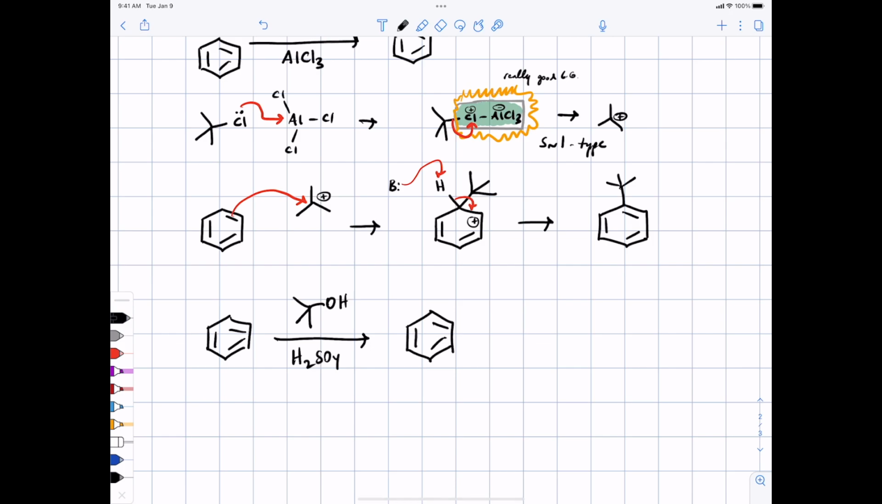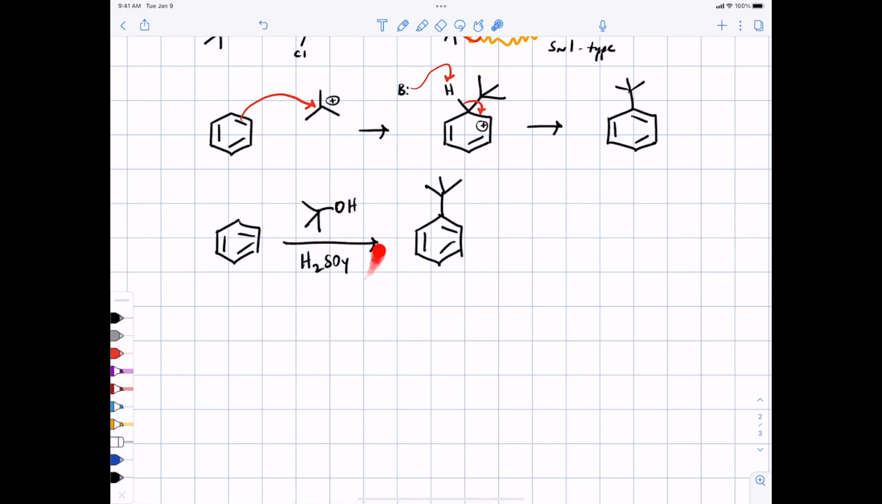And that will work too. Now when you see that, you're going to be tempted to ask, what on earth is going on? You've totally changed the reagents. That's where you have to relax your eyes and see connections, right? The key point of this reaction is a benzene attacks a carbocation.